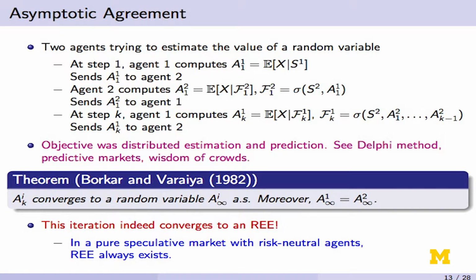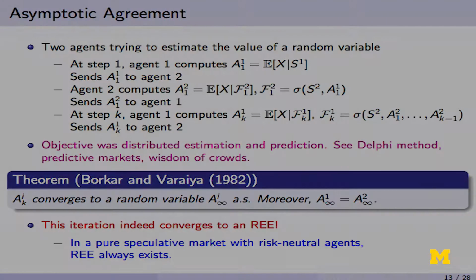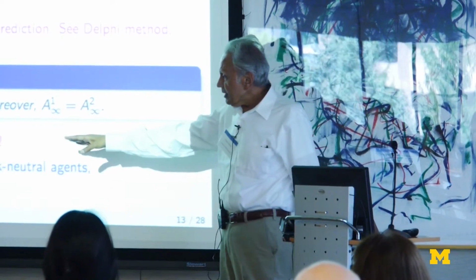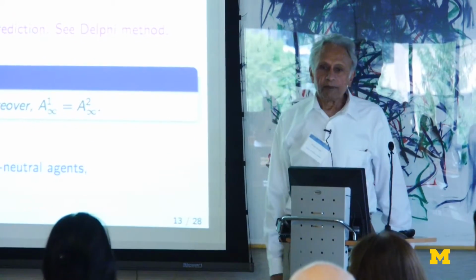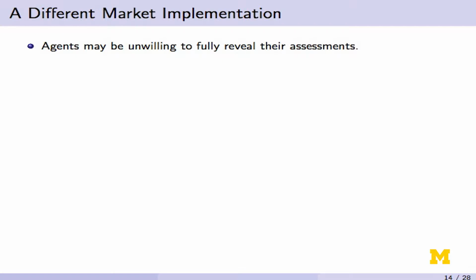That is obviously a rational expectation equilibrium, because now they know what that expectation is, and they have their private signal, and they come up to the same level. So that is clearly a rational expectation equilibrium. And so in a purely speculative market, the rational expectation equilibrium always exists. Now, it may be the case that me telling you my expected value, maybe I'm revealing too much of what I know, right? So the question is, is there something less that I can give you and we still arrive at a consensus?